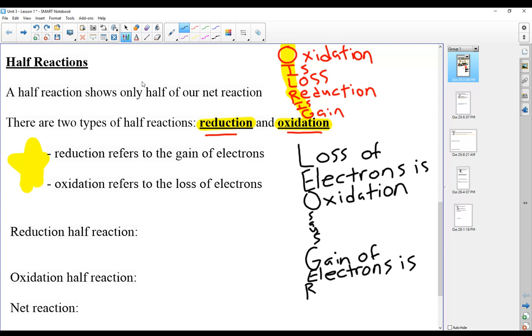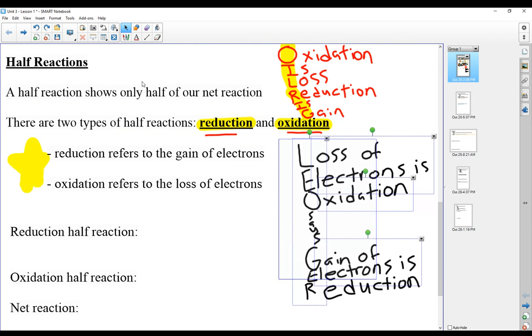So O is oxidation, R would be R E D U C T I O N. Gain of electrons is reduction. All right. So there's just a few acronyms to help you remember those.